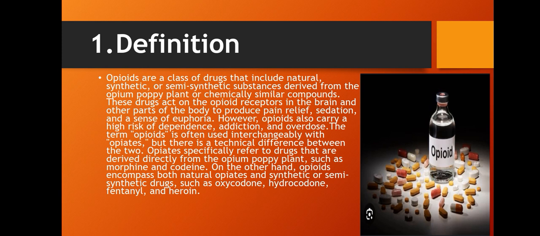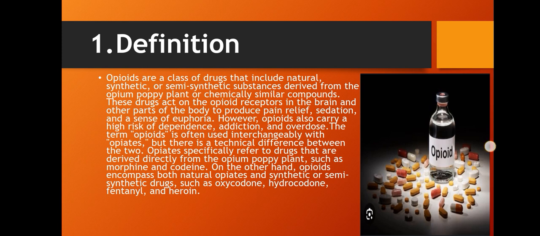The term opioids is often used interchangeably with opiates, but there is a technical difference between the two. Opiates specifically refer to drugs that are derived directly from the opium poppy plant, such as morphine and codeine. On the other hand, opioids encompass both natural opiates and synthetic or semi-synthetic drugs, such as oxycodone, hydrocodone, fentanyl, and heroin.